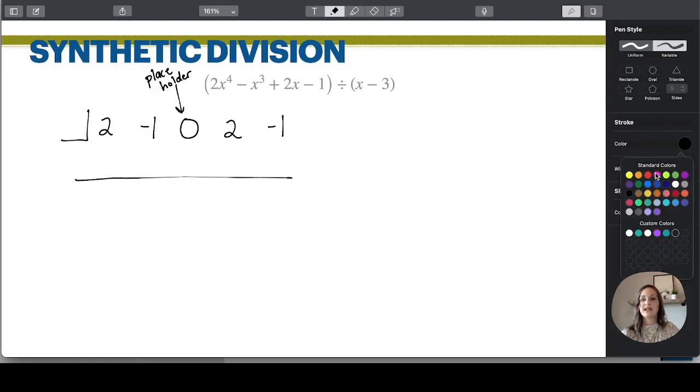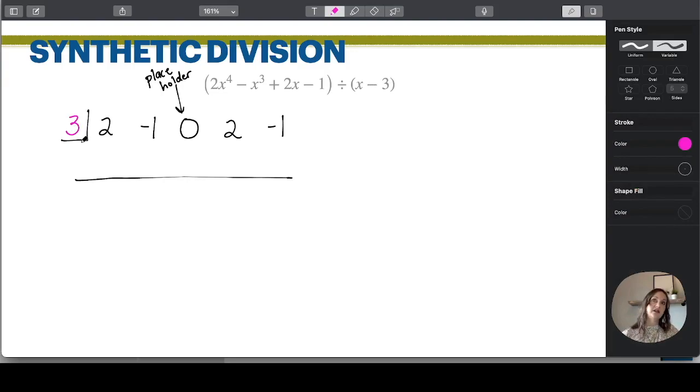Now you're going to take your divisor, set it equal to 0, or basically take the opposite sign. X minus 3 means that x equals 3 is the possible 0. So what you're going to do is bring down your 2. Always bring down that first number. And then you're going to multiply, add. So 3 times 2 is 6. -1 and 6 add to give you 5. 3 times 5 is 15. Add. 0 plus 15 is 15.